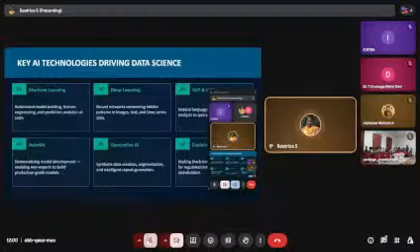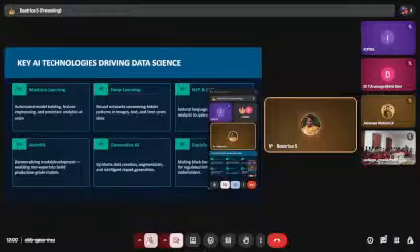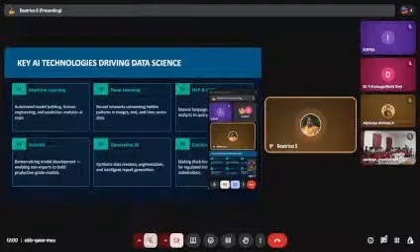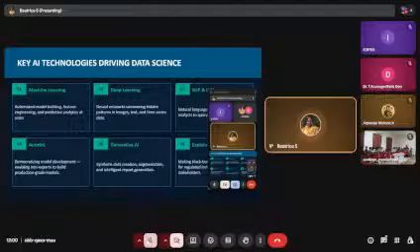So these are the key AI technologies which are driven by data science. Most of us are aware of what these are. One is machine learning, then deep learning, NLP, natural language processing, LLMs, AutoML, generative AI, and explainable AI. We will see them one by one.